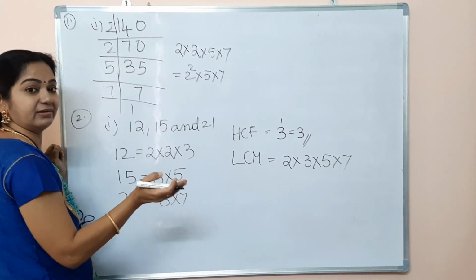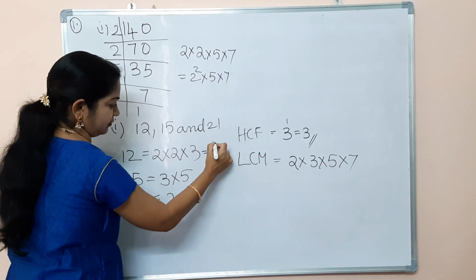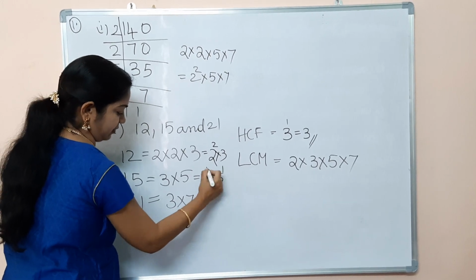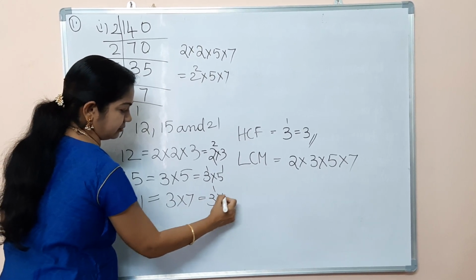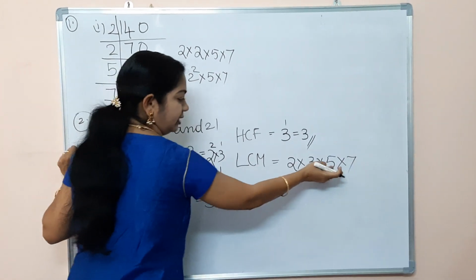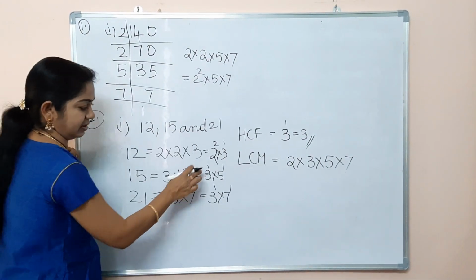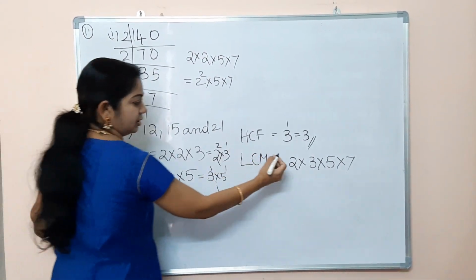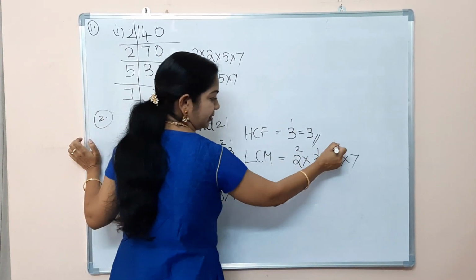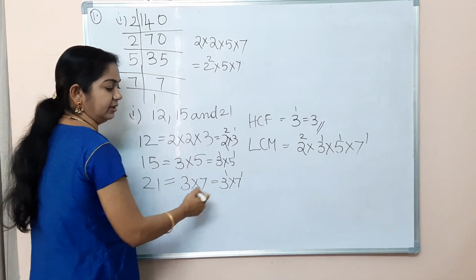And what do we have to write? The greatest exponent for them. Here, I'll write it in the exponential form: 2 squared, 3 to the power 1, 5 to the power 1, 7 to the power 1. Okay. So, we first take all the factors, then we take the greatest exponent. The greatest exponent of 2 is 2 squared. For the others, the greatest is only 3 to the power 1, 5 to the power 1, 7 to the power 1.